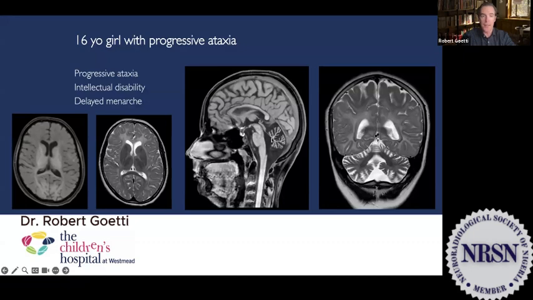But in addition to the cerebellar atrophy, she also has abnormal white matter signal. This is a T1 weighted sequence, and this is a T2 weighted sequence. You can appreciate that her myelination looks abnormal. Her myelination looks like that of an infant, although she's 16 years old. So this patient has presented with hypomyelination, cerebellar atrophy, and these clinical symptoms.